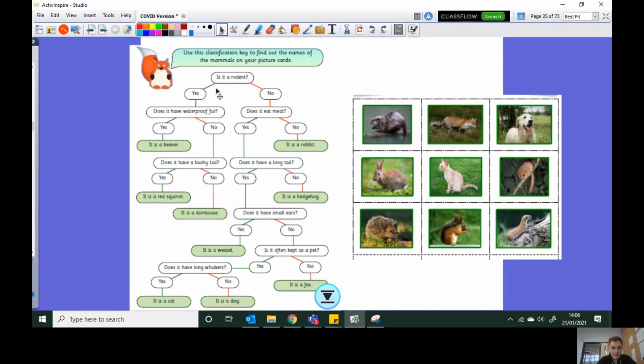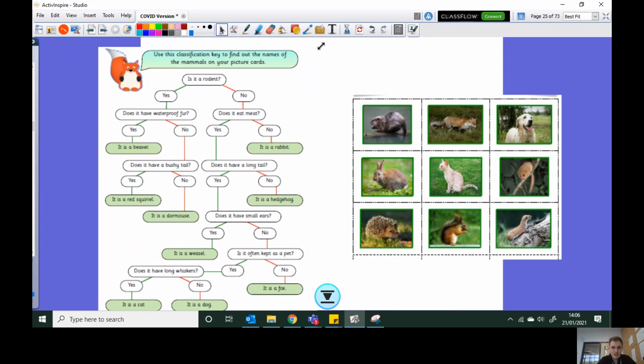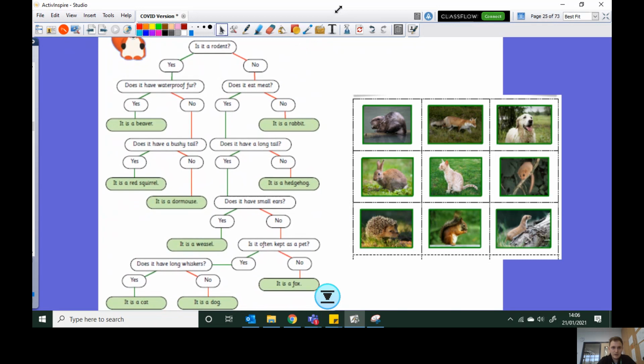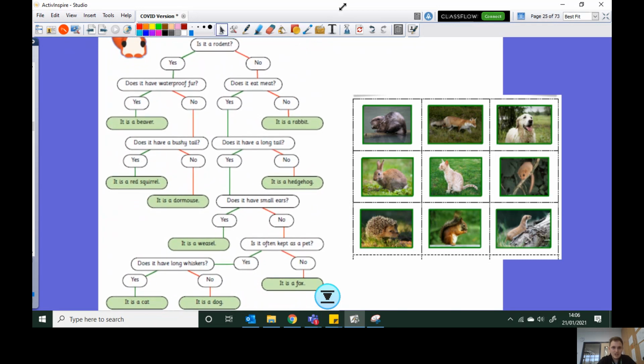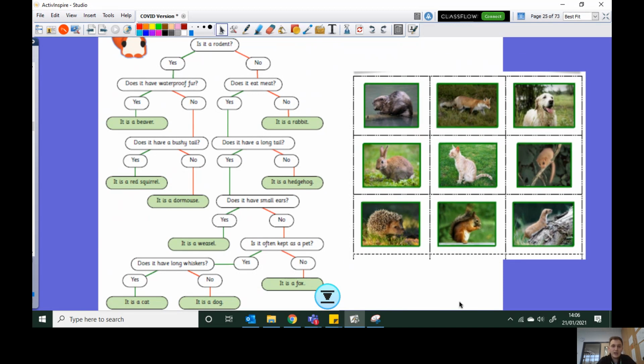So, your first activity today is to use this classification key. I'm going to try and make it a little bit bigger for you. Use this classification key to help you sort these animals and decipher what they are. Now, you may know the names of these animals already, and that is absolutely great. But this key science skill is helping us classify animals by using the flowchart. Now, a flowchart is a hard thing to use. So what we're going to do is we're going to do the first one together. So I'm going to have a look at this one.